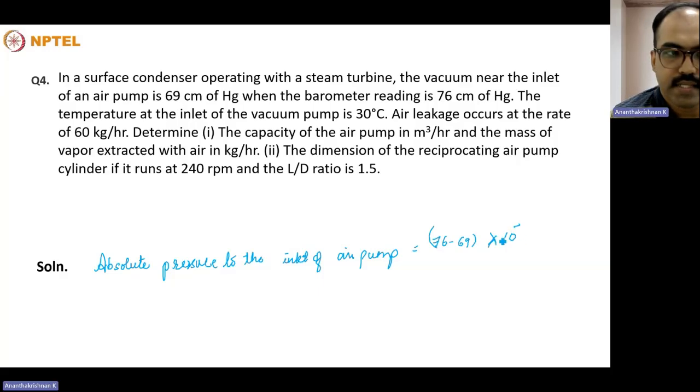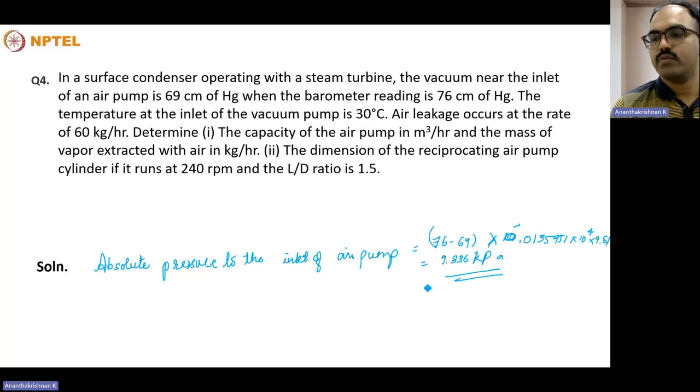So that will be 76 minus 0.013591 into 10 power 4 into 9.81. So this will be giving us the absolute pressure at the inlet to the air pump. Then we have to actually determine the partial pressure of vapor at 30 degrees Celsius.